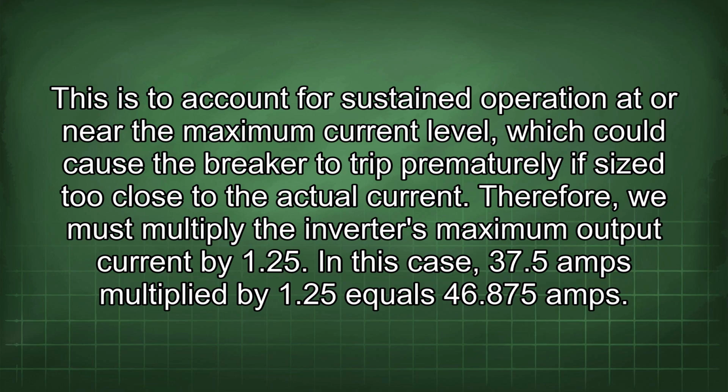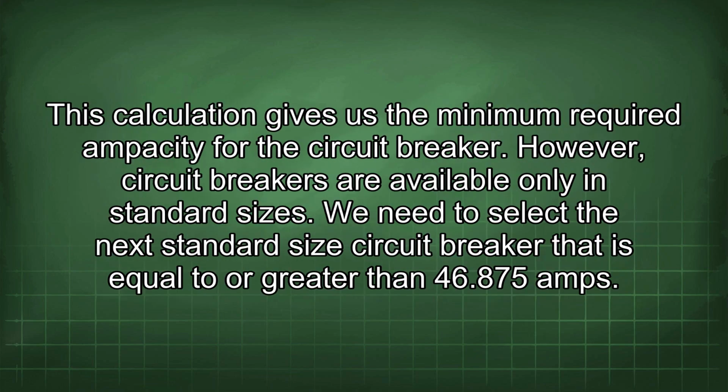Therefore, we must multiply the inverter's maximum output current by 1.25. In this case, 37.5 amps multiplied by 1.25 equals 46.875 amps. This calculation gives us the minimum required ampacity for the circuit breaker. However, circuit breakers are available only in standard sizes. We need to select the next standard size circuit breaker that is equal to or greater than 46.875 amps.